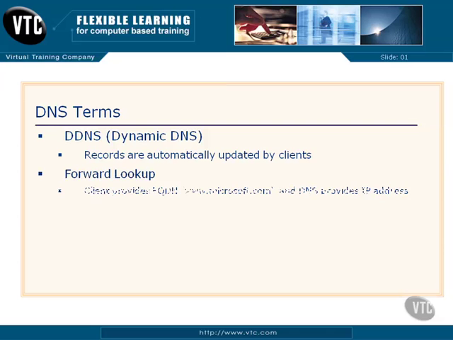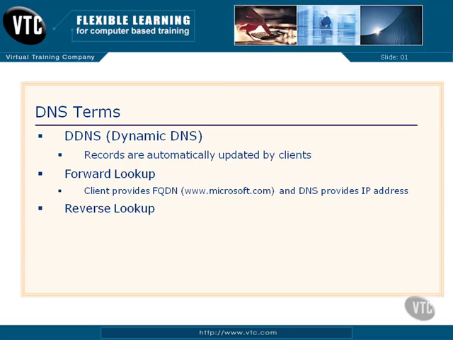A forward lookup, this is what we normally do. When I type in www.microsoft.com and click go on a browser, it invokes DNS, and it's taking this fully qualified domain name, notice right here FQDN, which is Microsoft.com, and it searches the DNS records and provides an IP address so that I can go search out and find the resource that I'm looking for.